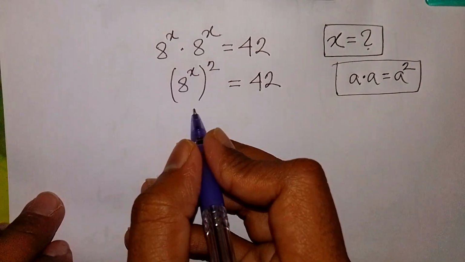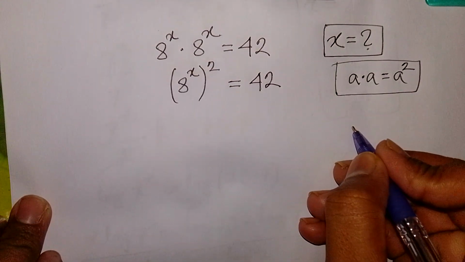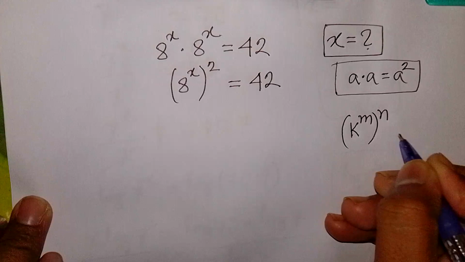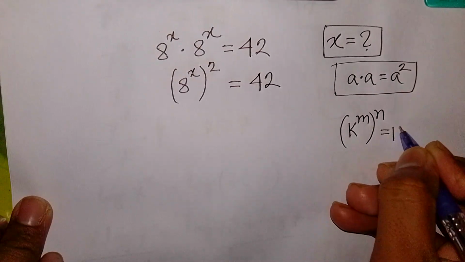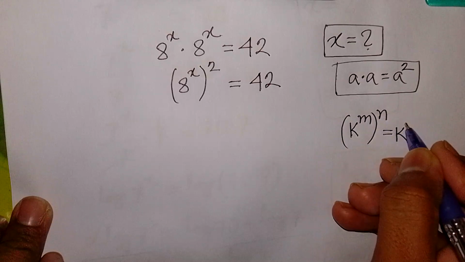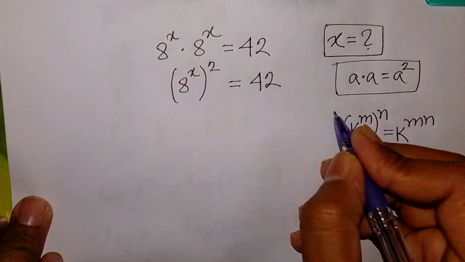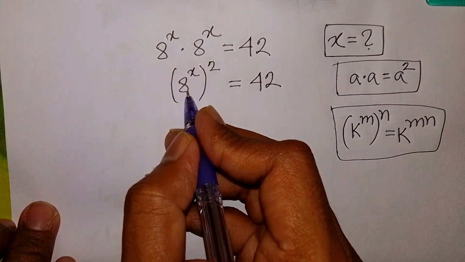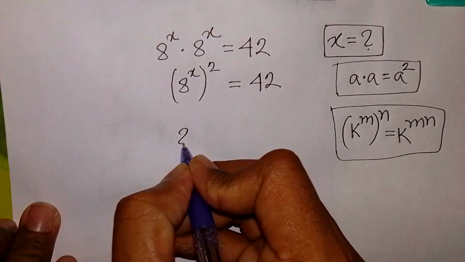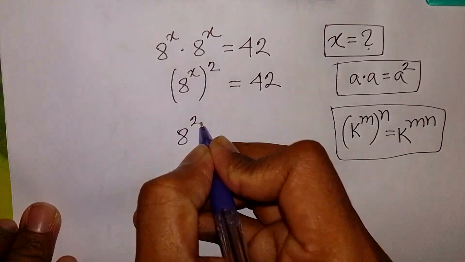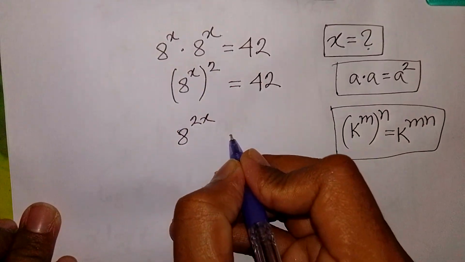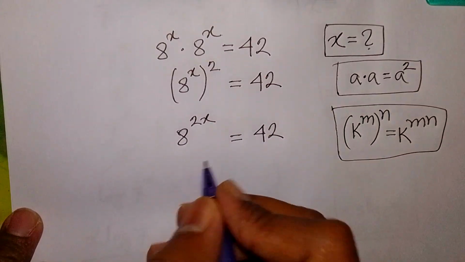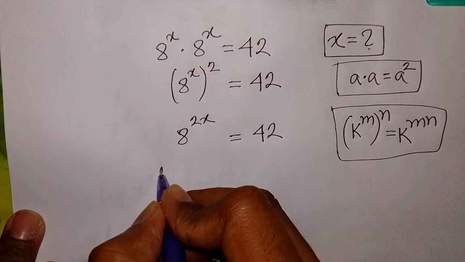42. Now here I can apply this exponential rule: (k^m)^n is equal to k^(m times n), so it will be mn. So according to this exponential rule, here (8^x)^2 is the same as 8^(2x) is equal to 42. Now we have to apply log on both sides.